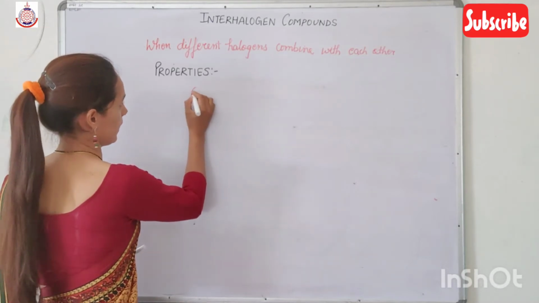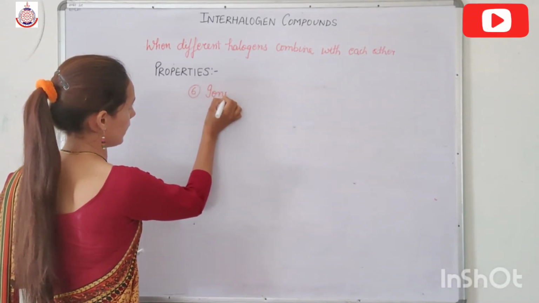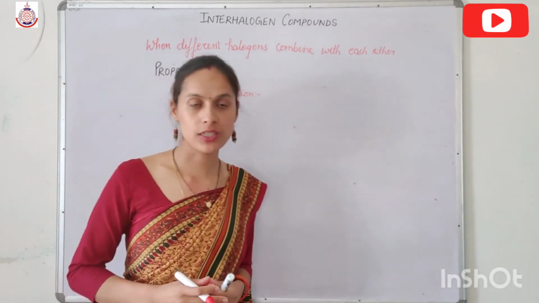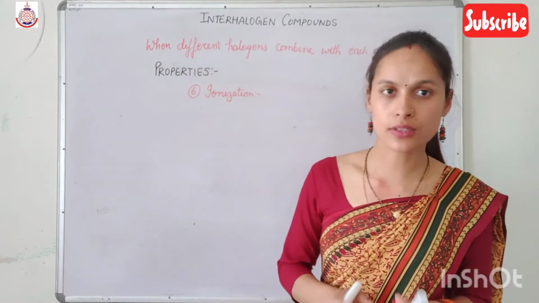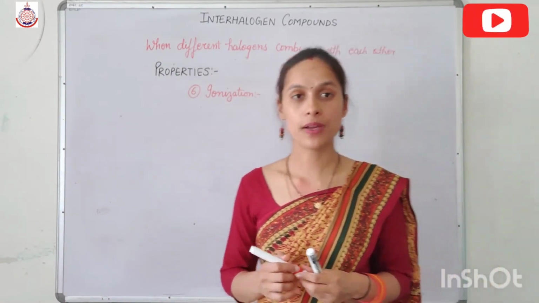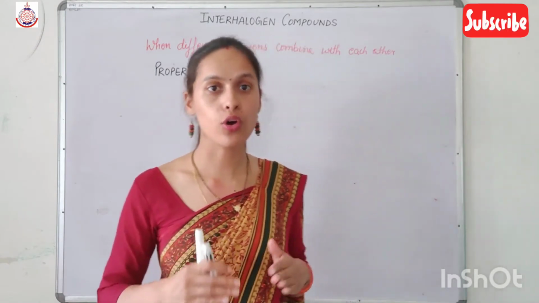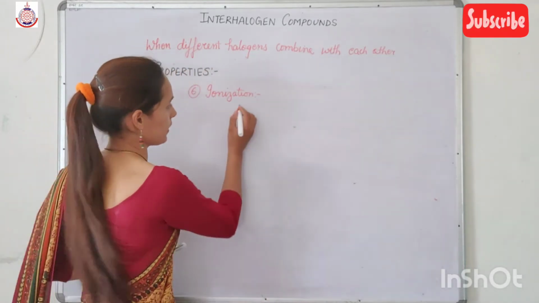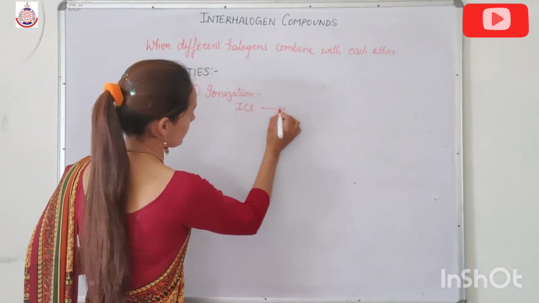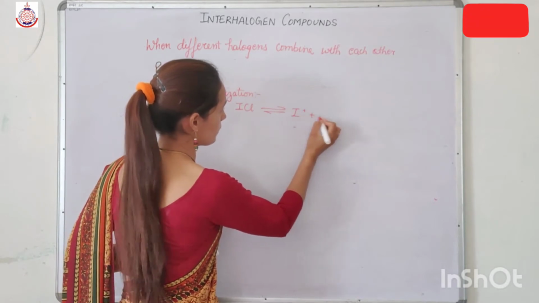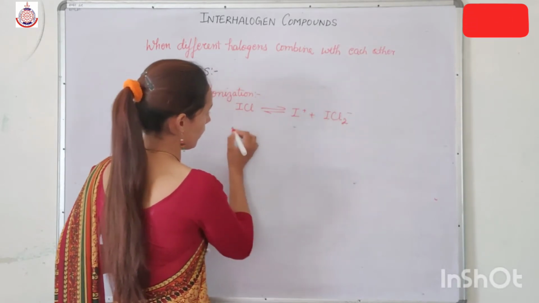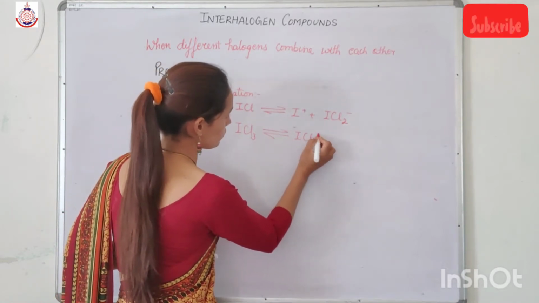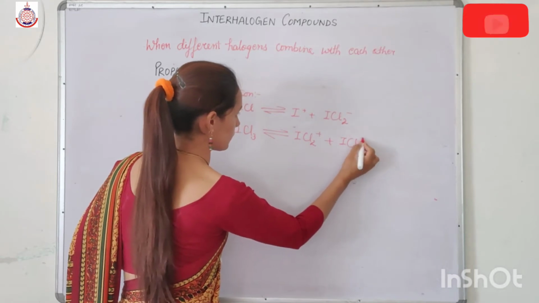Sixth property is ionization. So interhalogen compounds often undergo ionization in the fused state or in solution. Means when the interhalogen compounds are present in their molten state or in the solution form, then they undergo ionization. Suppose if I have ICl, ICl undergoes ionization to form I+ and ICl2-. And if we have ICl3, it undergoes ionization to form ICl2+ plus ICl4-.